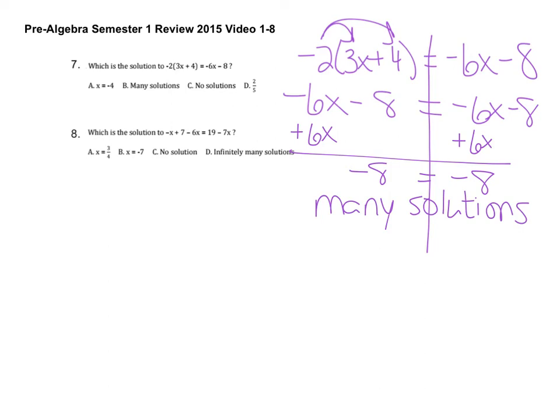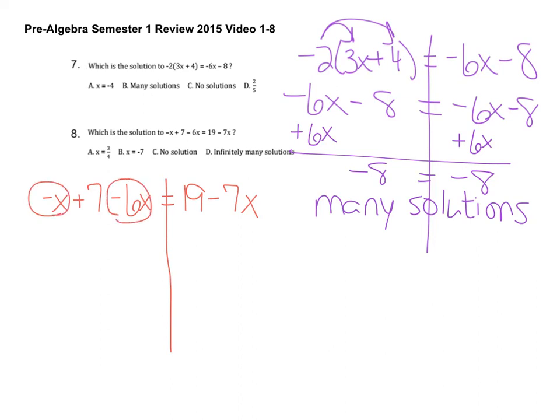All right, one more. We've got the equation in number 8: negative x plus 7 minus 6x equals 19 minus 7x. Find your equal sign. Look on the left, no distributive property. Look on the right, no distributive property. Look on the left, I do have like terms. Negative x minus 6x is negative 7x. Remember, there's a 1 here. Negative 1 minus 6 is negative 7. Plus 7 equals 19 minus 7x.